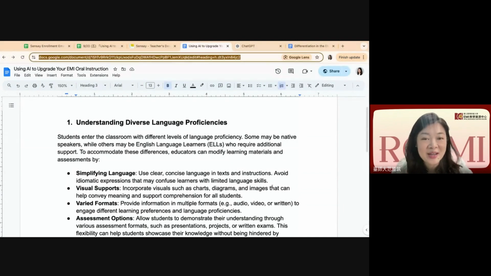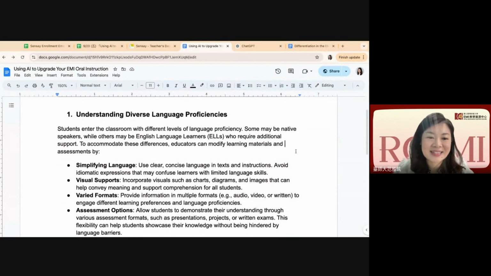To start with, I would like to look at some understanding of the diverse language proficiency in the classroom, so we understand the nature of how we should modify the learning and also the instructional languages so that the students can better understand us. We all understand that students enter the classroom with different levels of language proficiency. Some may be very native-like, while others can be English language learners, especially in the English as a foreign language setting, who require additional support.